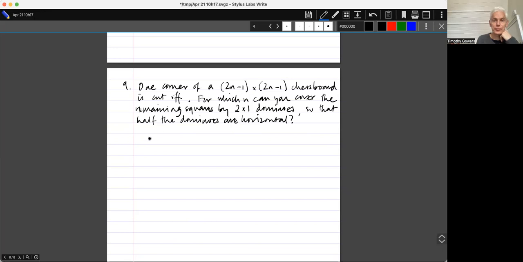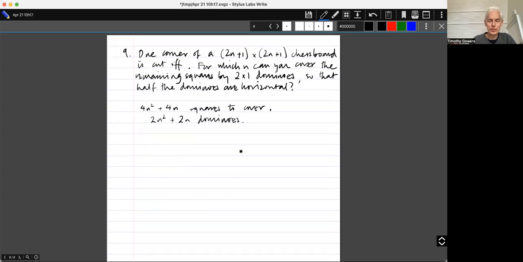First of all, I just want to check it was 2n minus 1 by 2n minus 1. Ah, it wasn't. It was 2n plus 1 by 2n plus 1. So now we get 4n squared plus 4n squares to cover. So 2n squared plus 2n dominoes. Just a sort of sanity check there.